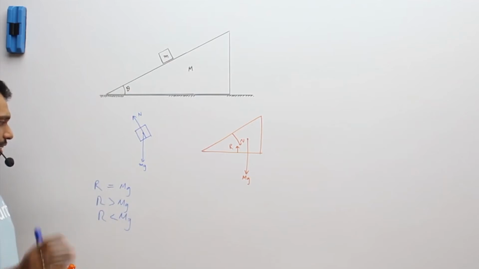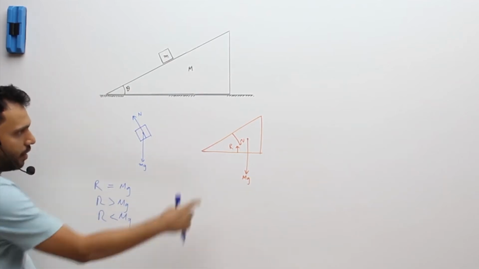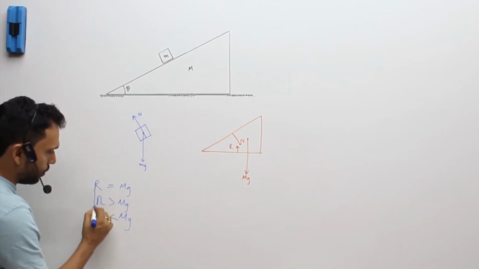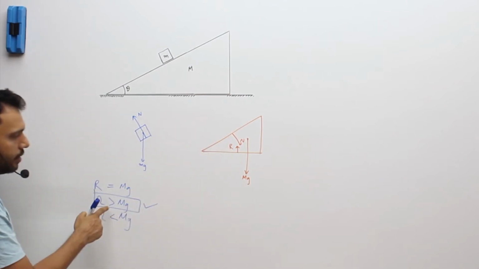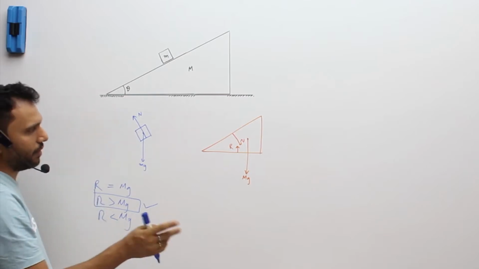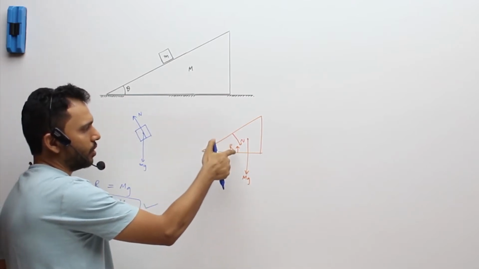So just 10 seconds for it. I hope you got it right. R is clearly greater than mg. That's the right answer. R is greater than mg. Why is R greater than mg? I think I just spoke that.